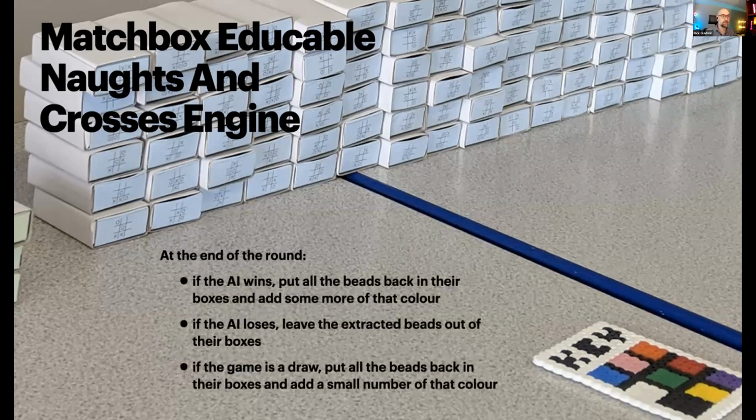At the end of the game, you've got a set of matchboxes for that round of play in front of you. Depending on the outcome, if the AI wins, you put back the beads that you took out for all of those boxes and then add a couple more for that color. If it loses, you leave them out, so you're reducing the likelihood you're going to draw that bead again. And if it's a draw, put them all back in and maybe add a small number in.